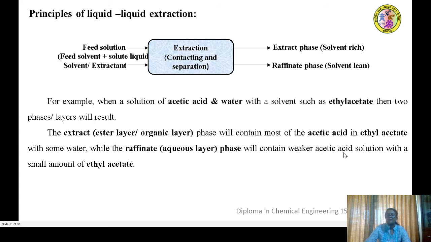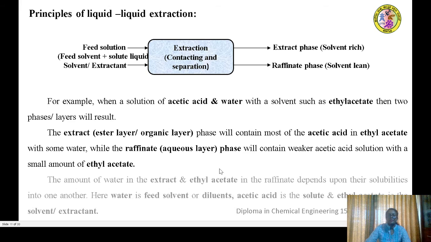It means a small amount of acetic acid might have been left over in the phase, along with a very small amount of ethyl acetate also. So this is the composition of the raffinate phase in this particular example of extraction. It contains mostly water, so it is called the aqueous layer, and a small amount of acetic acid and ethyl acetate may be present. So that is how we can achieve a separation using liquid extraction operation.